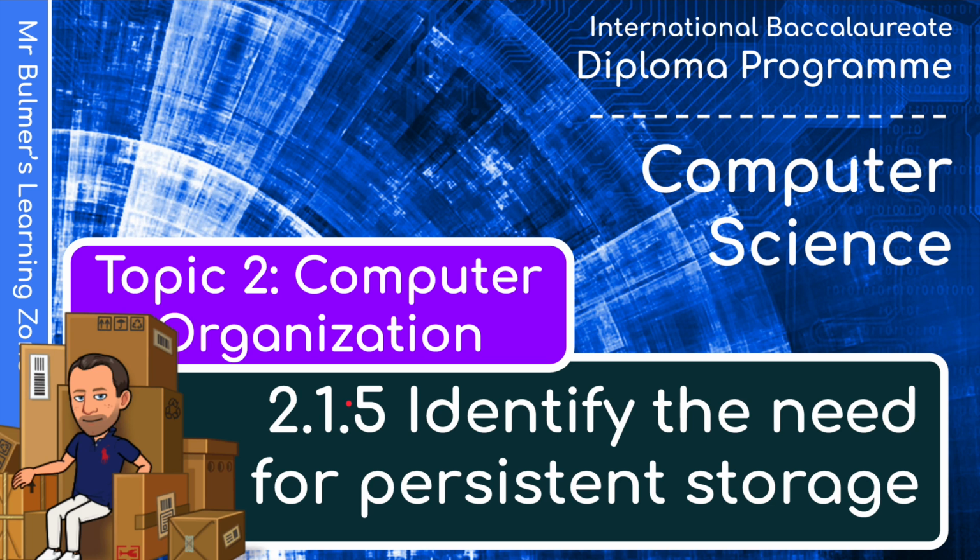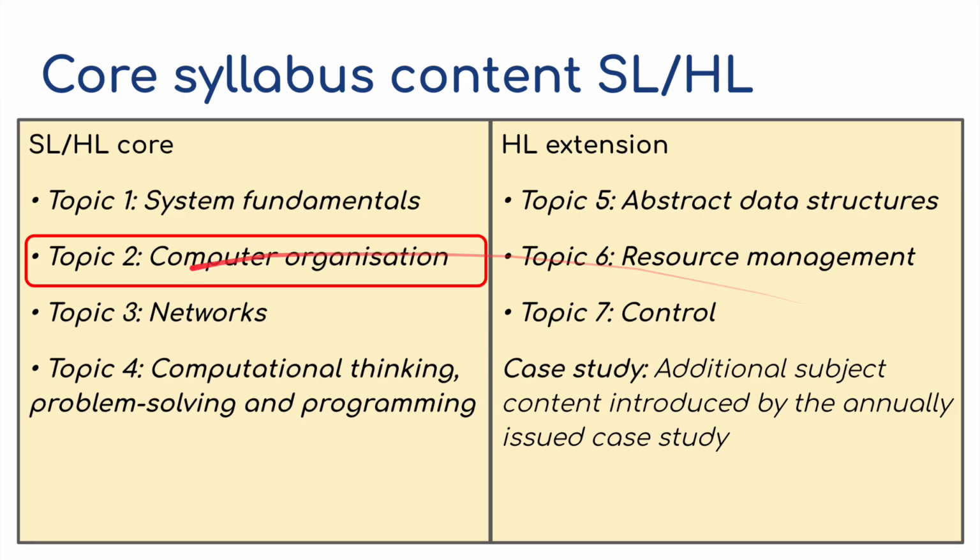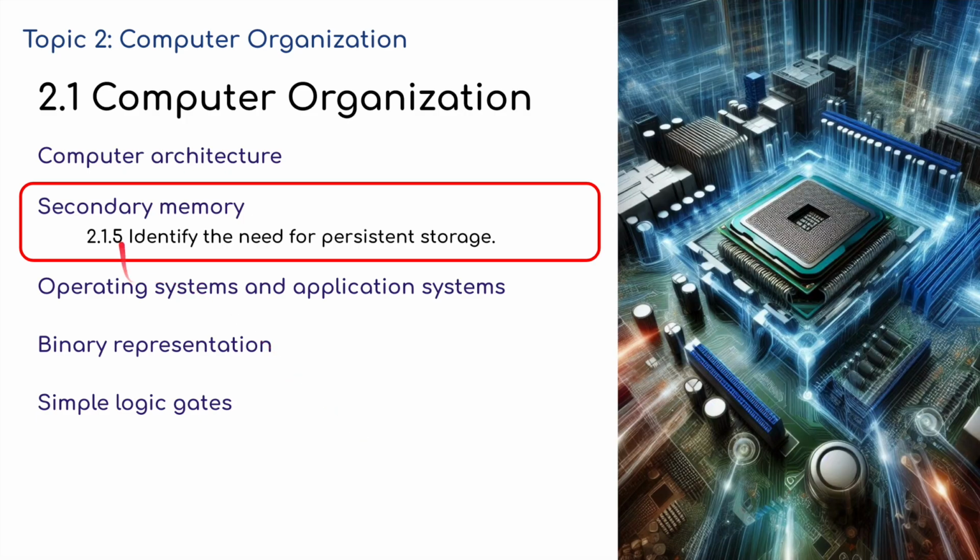Hello and welcome back to the fifth video for topic 2, computer organization, and we're going to be identifying the need for persistent storage. This is for the IB diploma in computer science. As you can see, we're on topic 2 out of the 4 core units, and it's just one video, this one, for secondary memory.